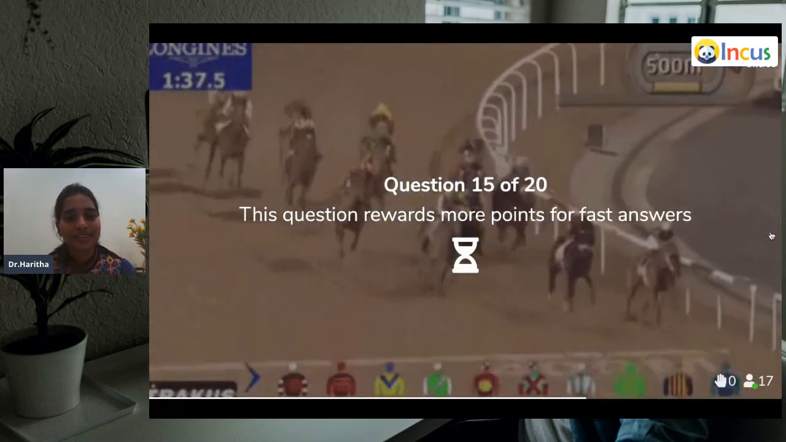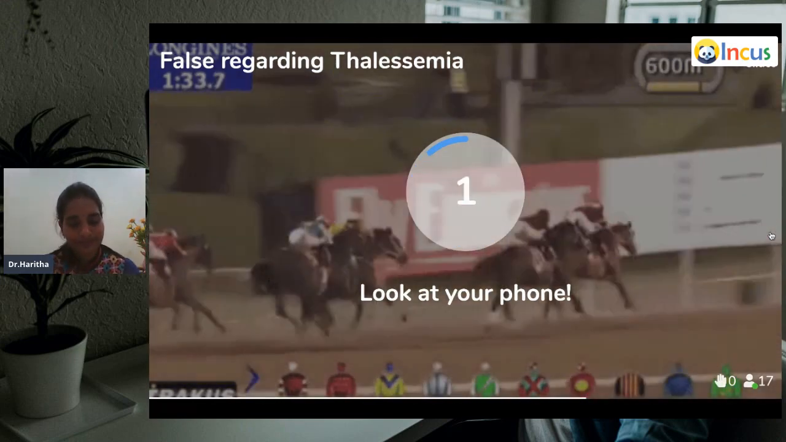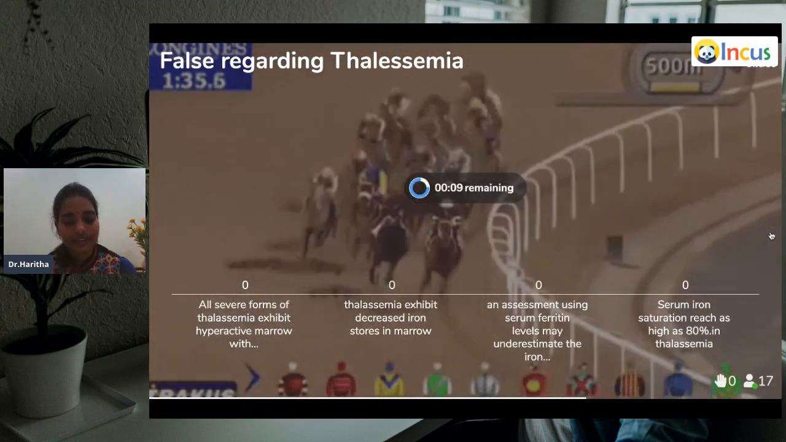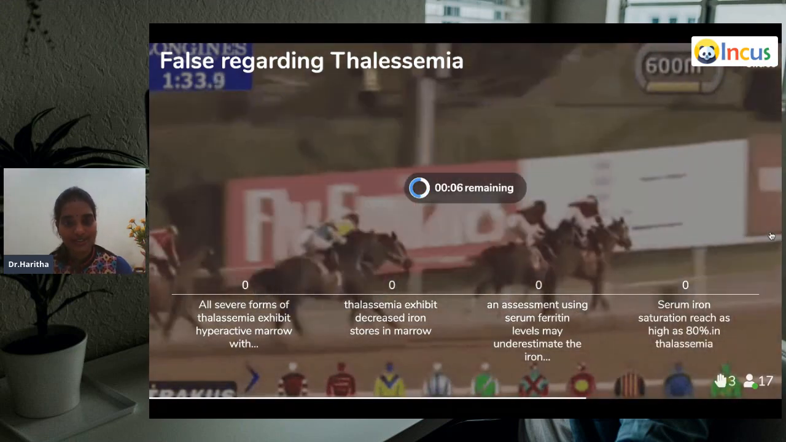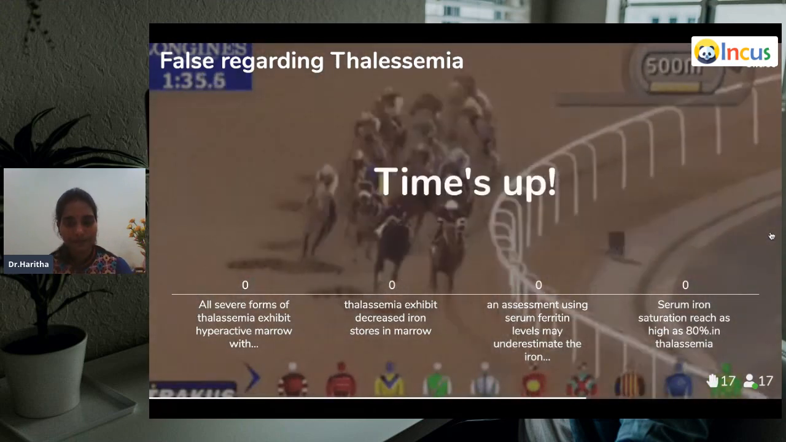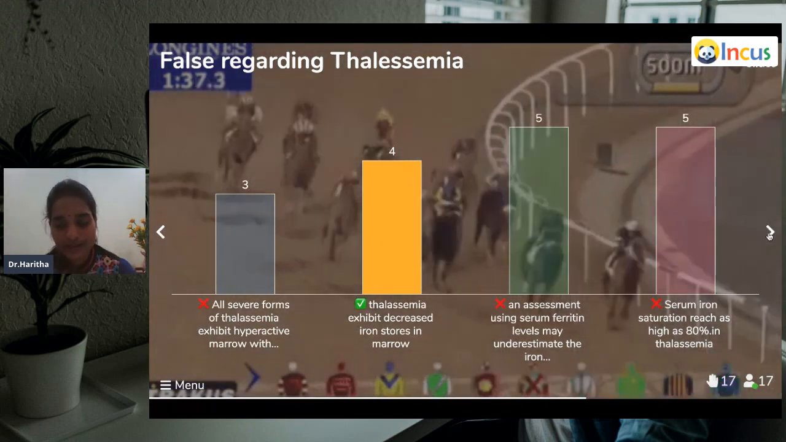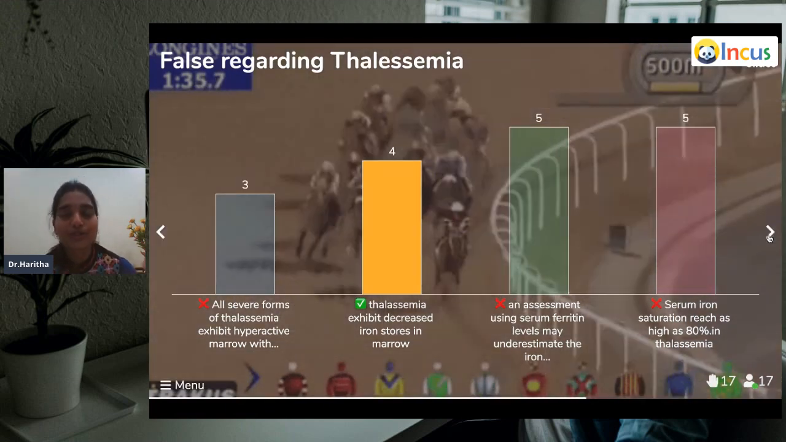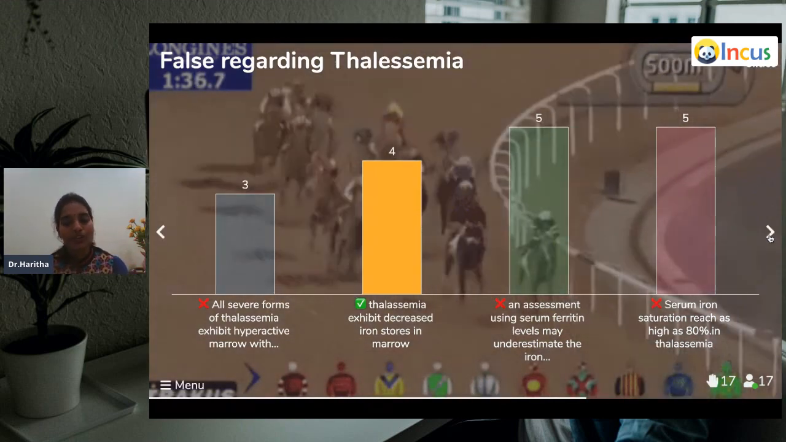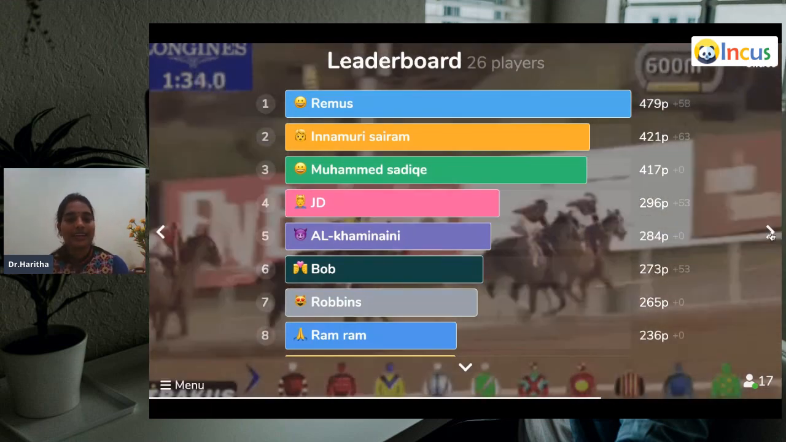Ravi Kumar, come on. Question 15. This is about thalassemia. Hemoglobinopathies, I hope you remember. Which is false in the given options? Yes, do thalassemias exhibit decreased iron stores in marrow? No. There is erythroid hyperplasia, whereas increased iron stores are seen. So all severe forms of thalassemia exhibit hyperactive marrow with increased iron stores.